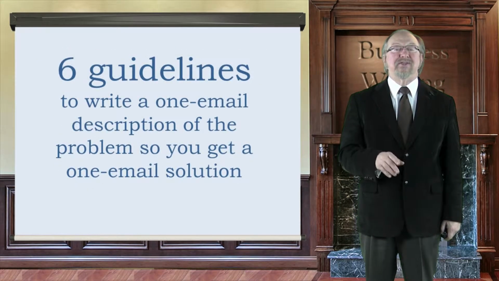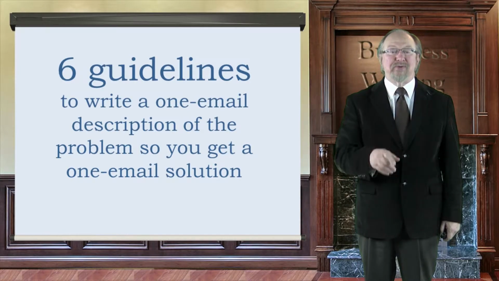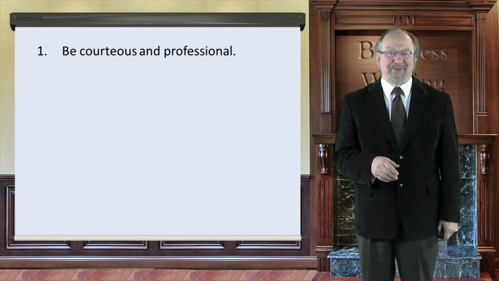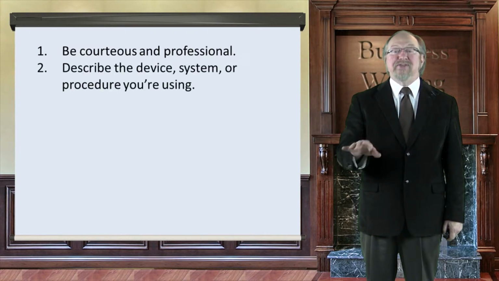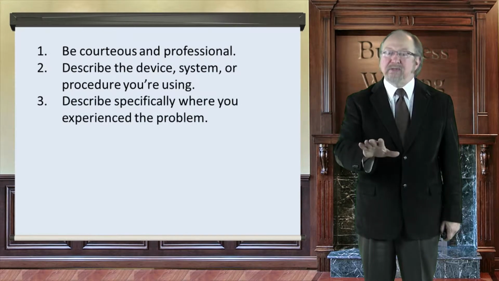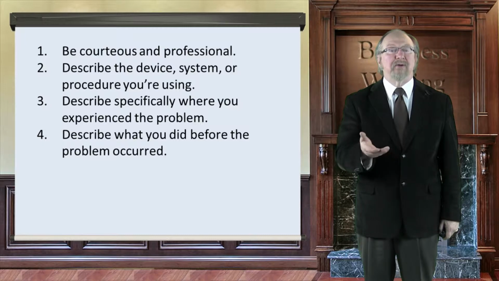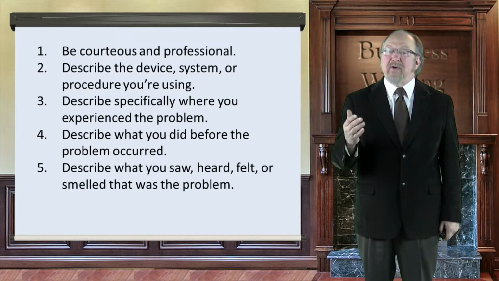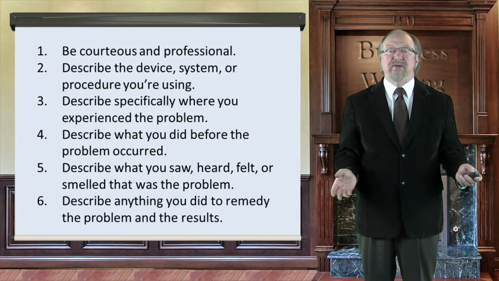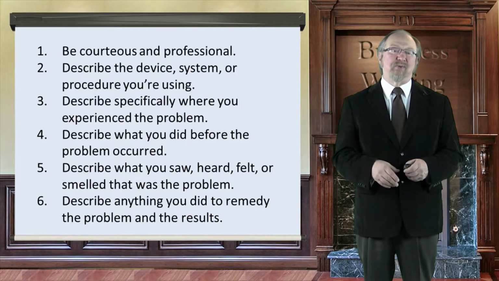Follow 6 guidelines to write a one email description problem so that you get a one email solution. These are the guidelines. Be courteous and professional. Describe the device, system, or procedure that you're using. Describe specifically where you experienced the problem. Describe what you did before the problem occurred. Describe what you saw, heard, felt, or smelled that was the problem. Describe anything you did to remedy the problem and the results. I'll describe these guidelines one at a time.